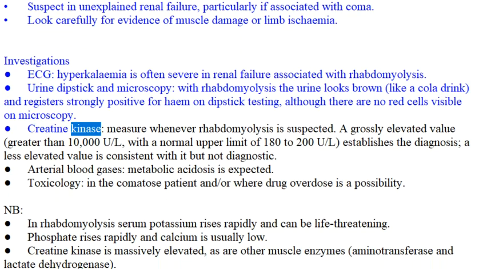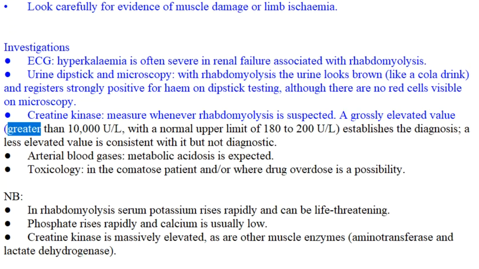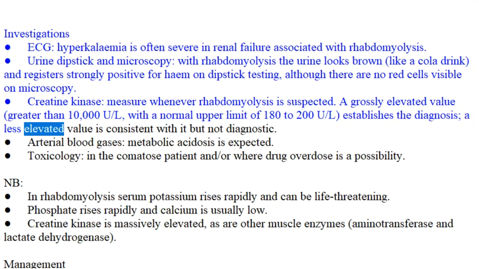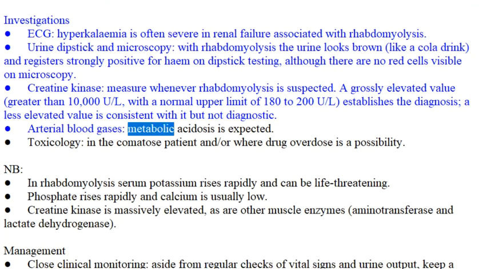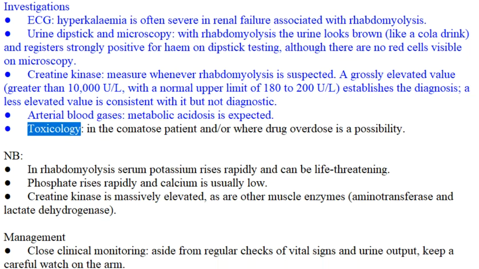Creatine kinase. Measure whenever rhabdomyolysis is suspected. A grossly elevated value, greater than 10,000 U/L, with a normal upper limit of 180 to 200 U/L, establishes the diagnosis. A less elevated value is consistent with it but not diagnostic. Arterial blood gases. Metabolic acidosis is expected. Toxicology. In the comatose patient and/or where drug overdose is a possibility.